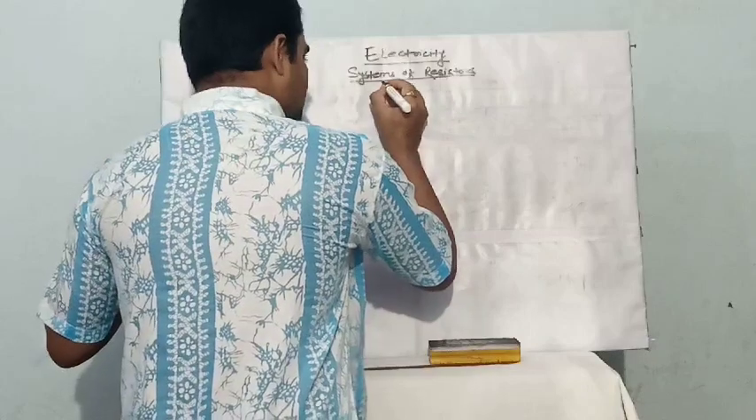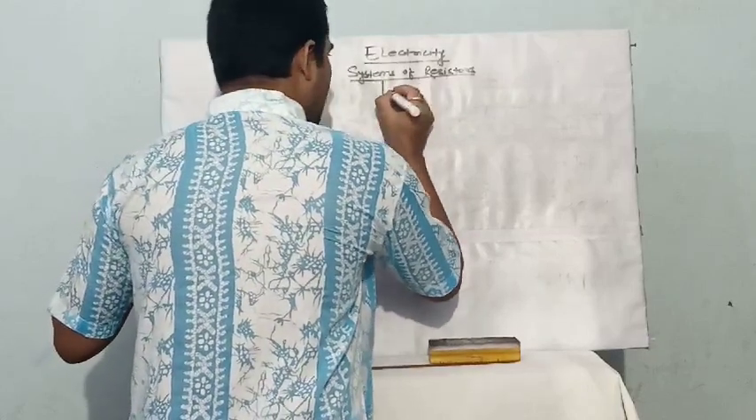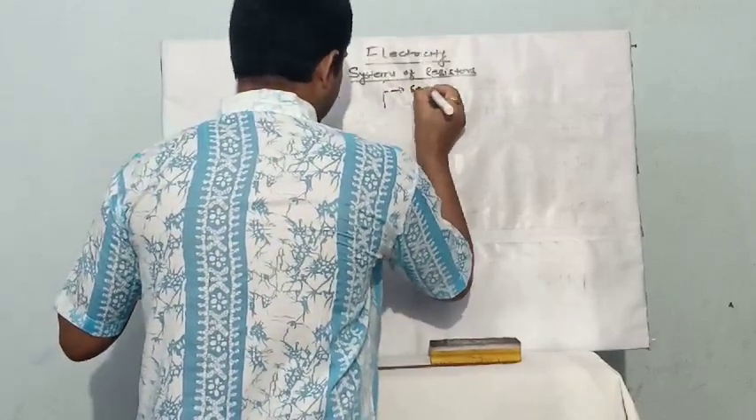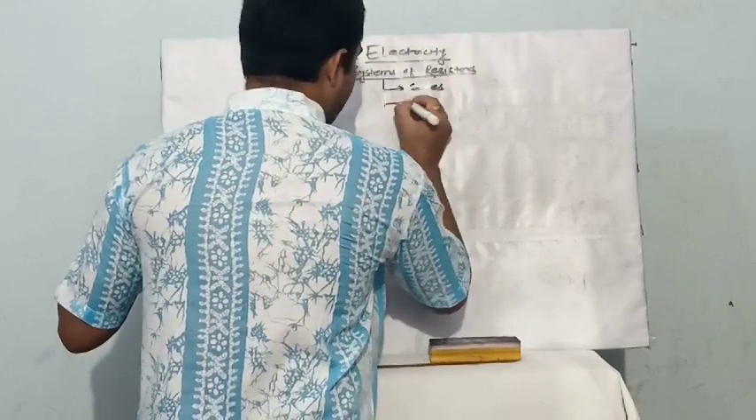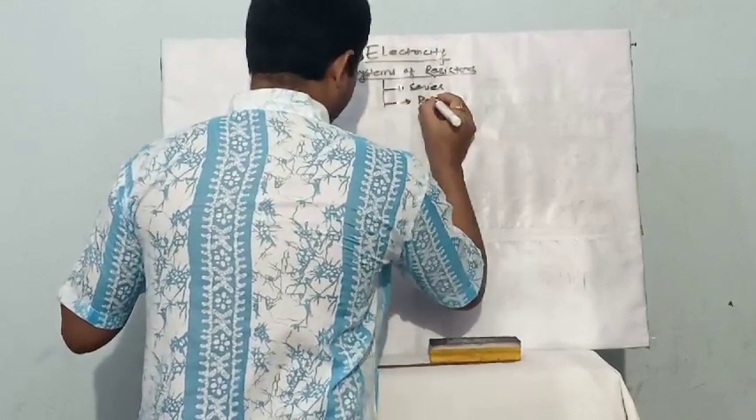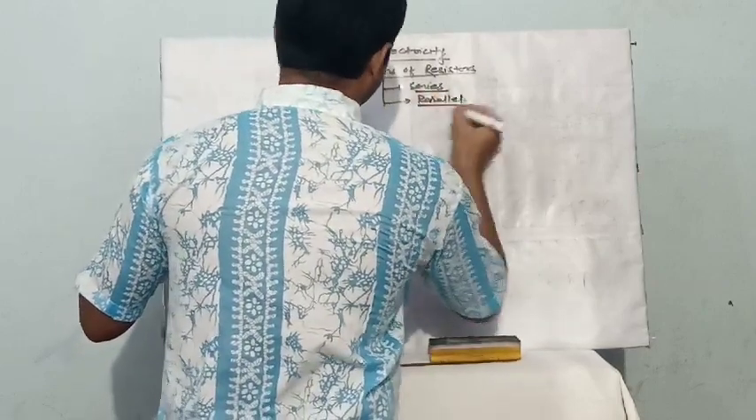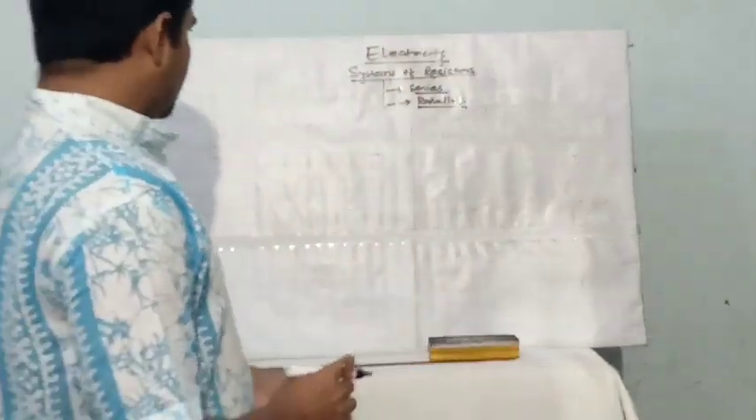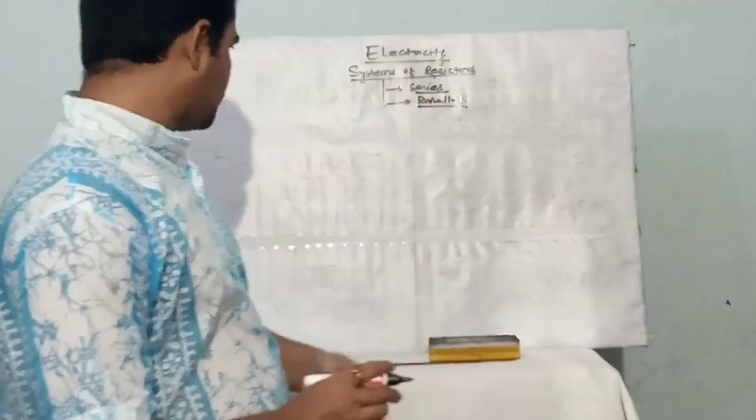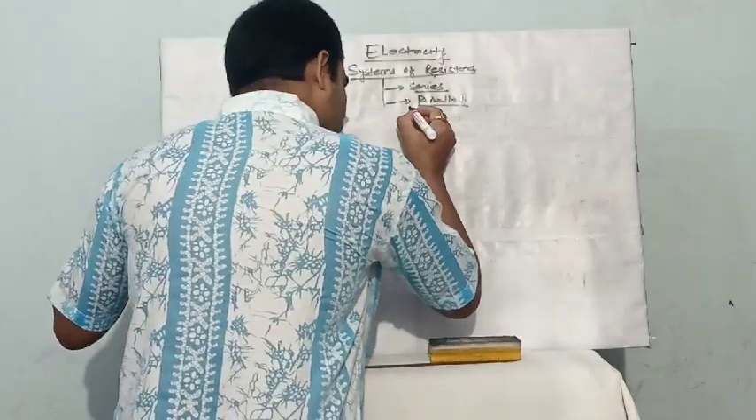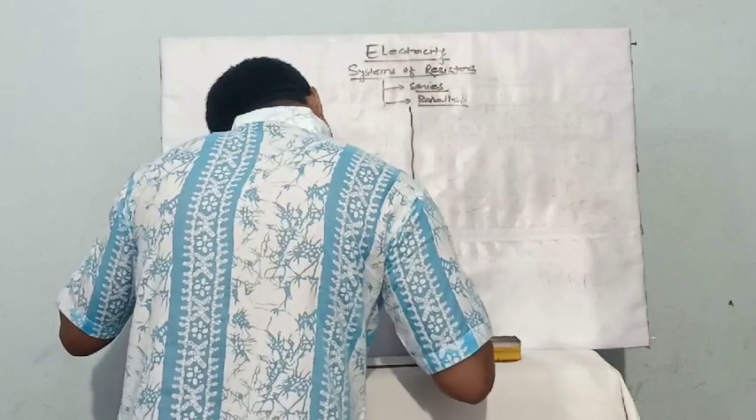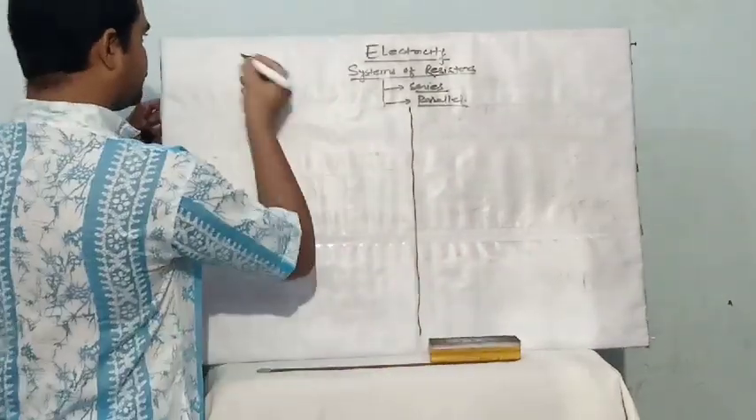And in the combination of resistors we have to discuss two types of combination. One is series and the other is the parallel combination. One by one we will discuss these two. So let us start with the series combination.